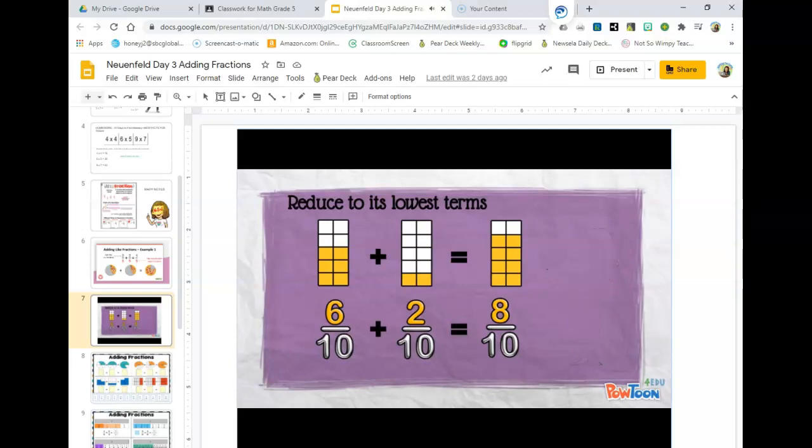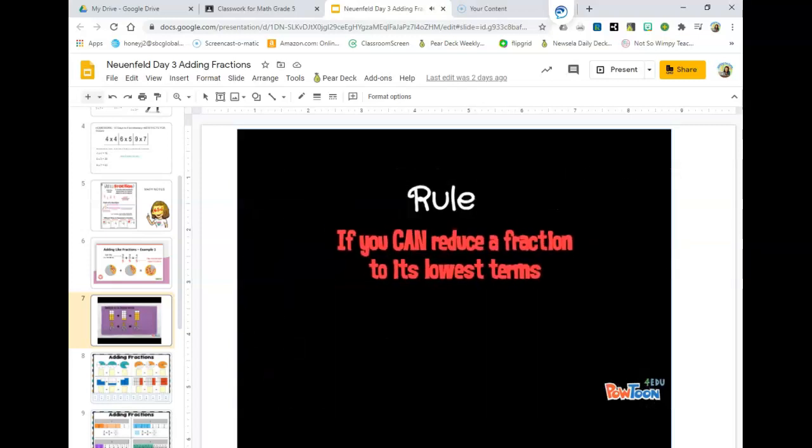8 and 10 are both even numbers, so they can be divided by 2. I can simplify this fraction. And when you divide top and bottom by 2, you get 4 over 5. That is a simplified fraction. It is now reduced to its lowest terms. The rule is, if you can reduce a fraction to its lowest terms, have a Nike moment and just do it.